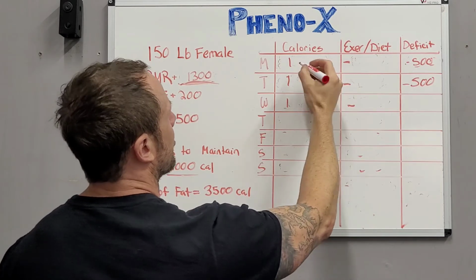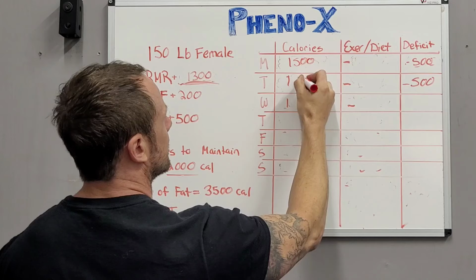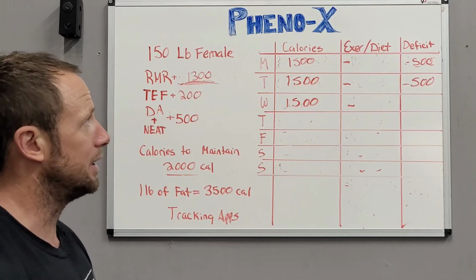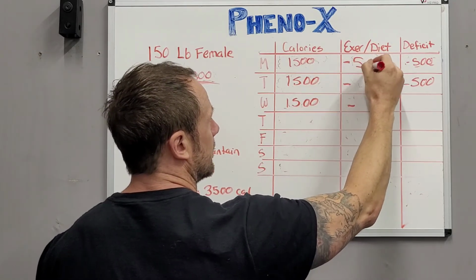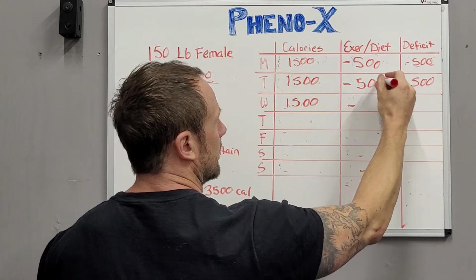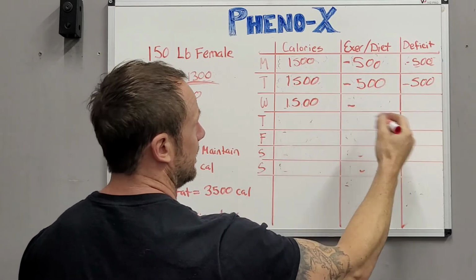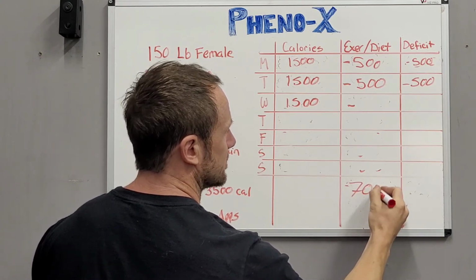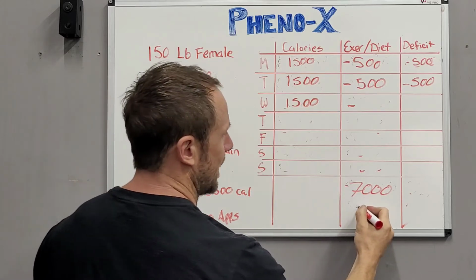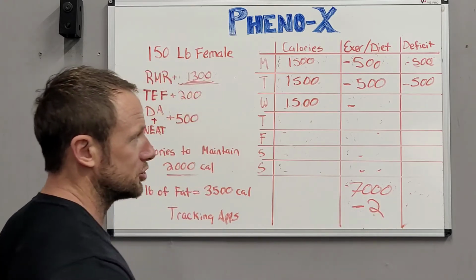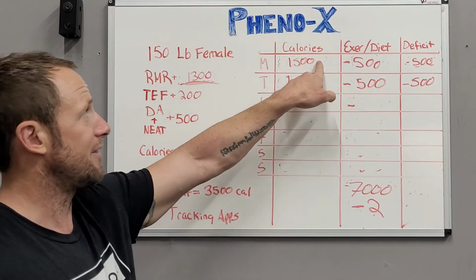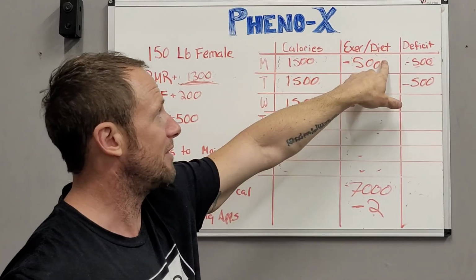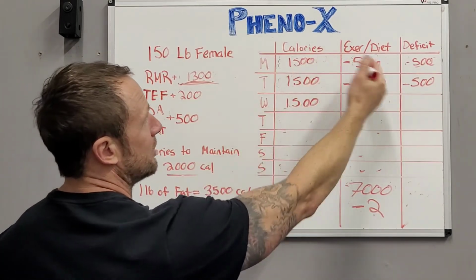So if we eat 1,500 calories, we do this every single day of the week, we burn 500, then there's going to be a 7,000 calorie deficit, and by that number you should have lost 2 pounds a week. So you did a deficit of 500 through diet, and then you exercised and burnt 500. And remember, you can do it with either or.